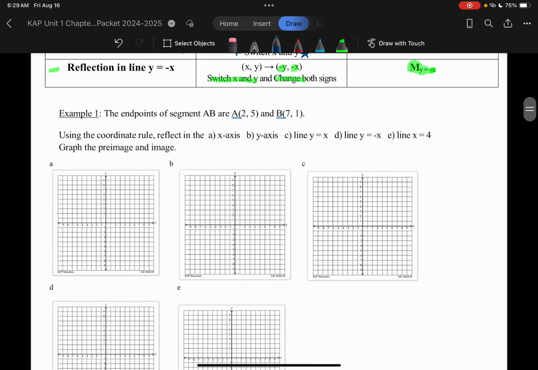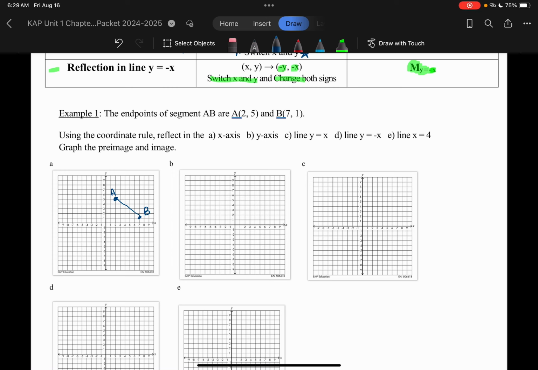Example 1 says the endpoints of segment AB are A(2, 5) and B(7, 1). It says using the coordinate rule, reflecting over the x-axis, y-axis, y equals x, y equals negative x, x equals 4, graph the pre-image and image. So we'll run through this real fast. A is (2, 5). That's A. B is (7, 1).